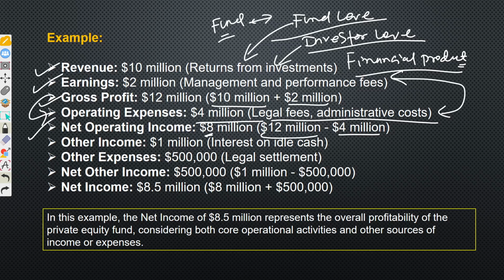If you have any other income, like interest on cash, you can of course add that to net operating income. Let's say you also have other expenses, like legal settlement fees. So net other income is 0.5 million, or 5 lakh dollars. And net income, if you calculate, is 8.5 million, including your net other income plus net operating income.